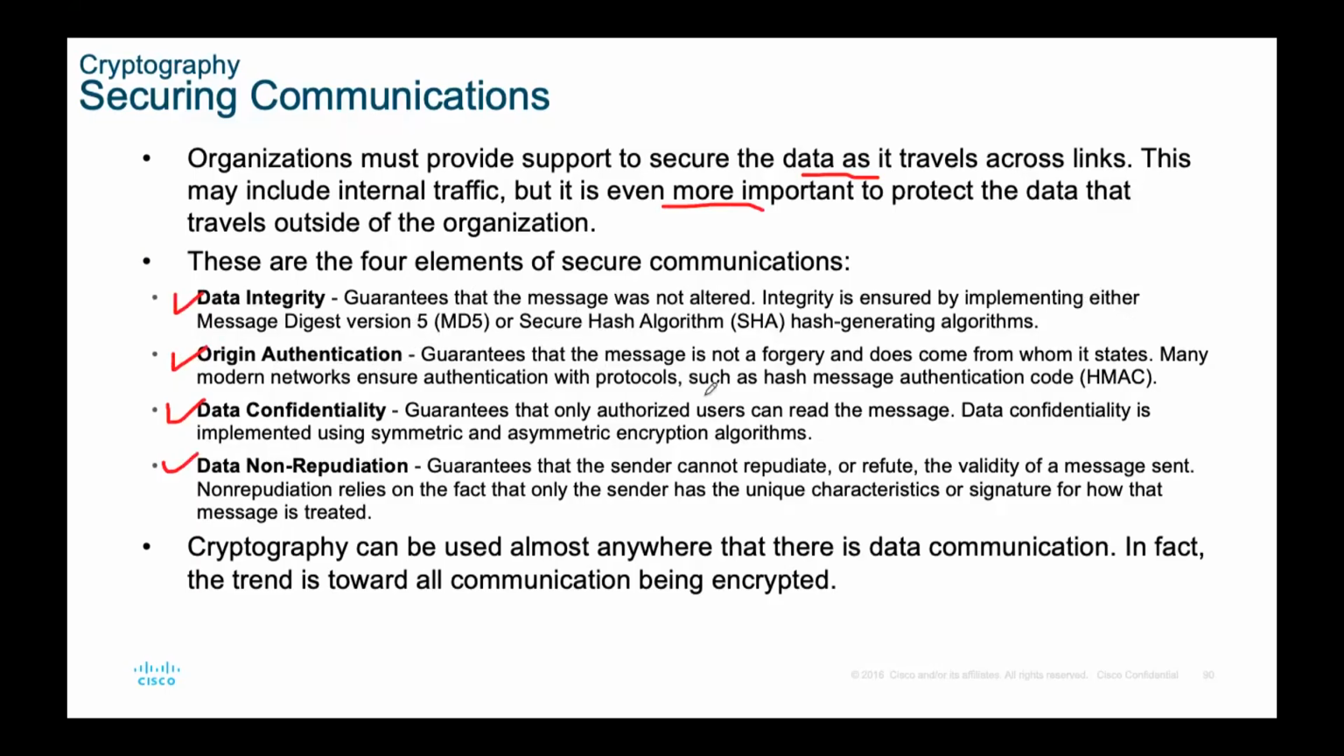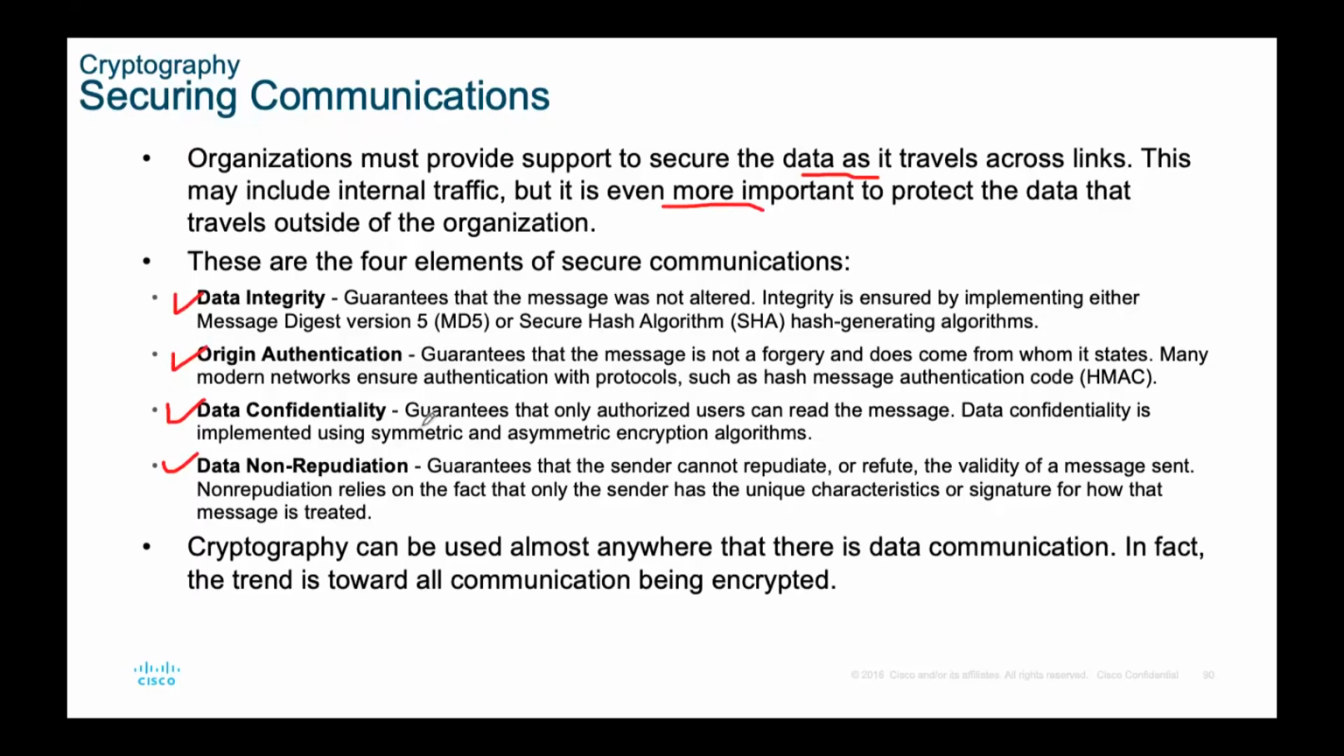Origin authentication guarantees that the message is not a forgery and does come from whom it states. Many modern networks ensure authentication with protocols such as Hash Message Authentication Code, HMAC. Data confidentiality guarantees that only authorized users can read the message. Data confidentiality is implemented using symmetric and asymmetric encryption algorithms.